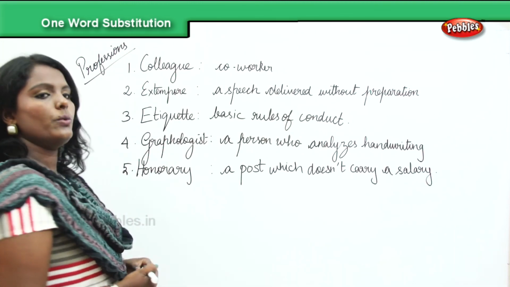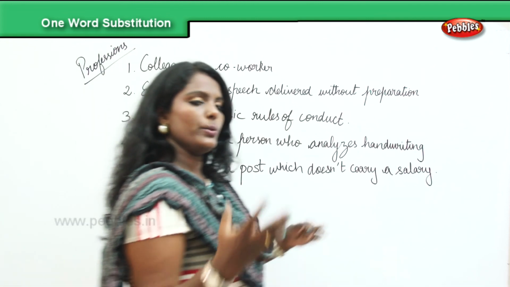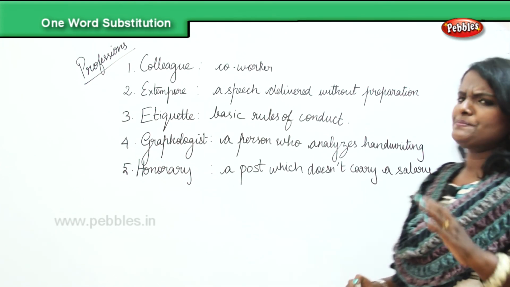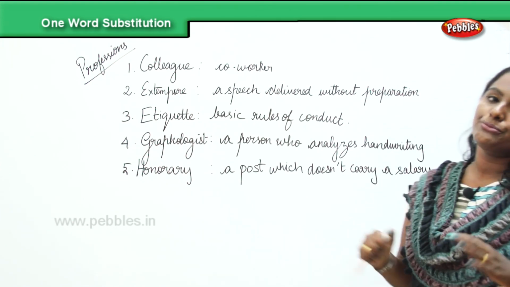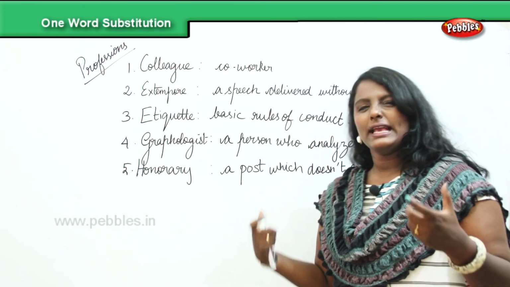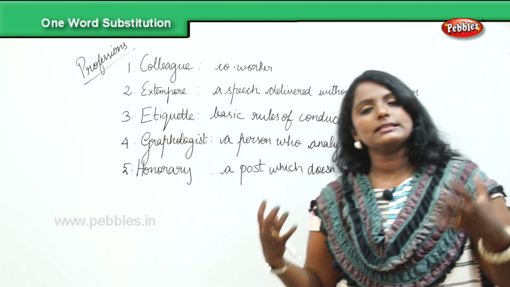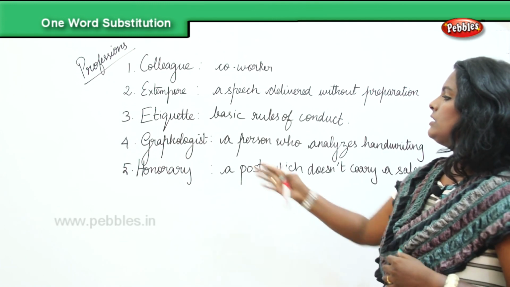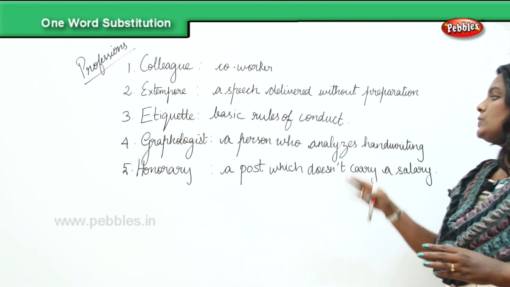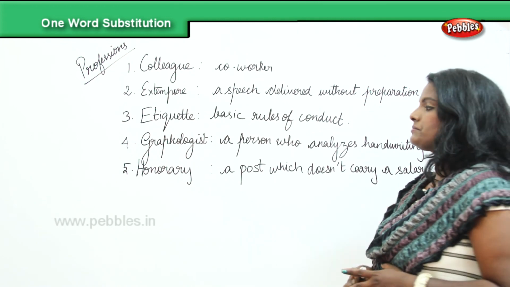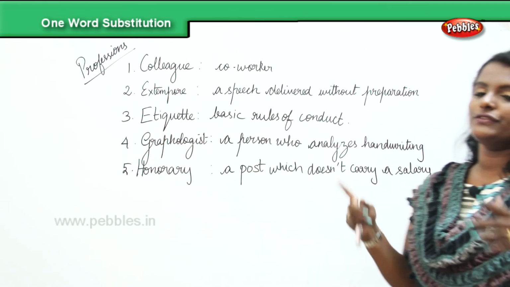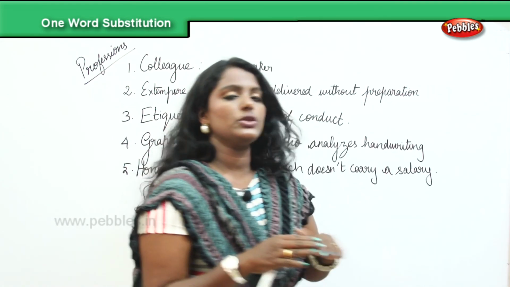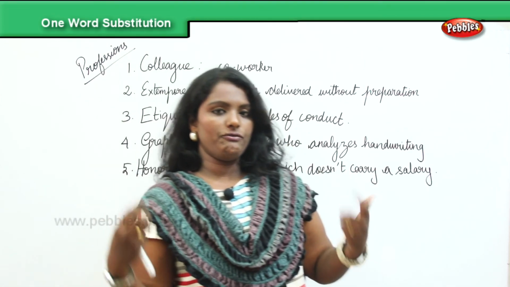A colleague is a co-worker or a fellow worker who works along with you in the same institution. Extempore is nothing but a speech that is delivered without preparation. Etiquette is the basic rules of conduct or the basic acceptable behavior expected on a professional basis. Graphologist is a person who analyzes one's handwriting. Honorary is a post given to a person with no salary, in the sense a person will work for no salary.